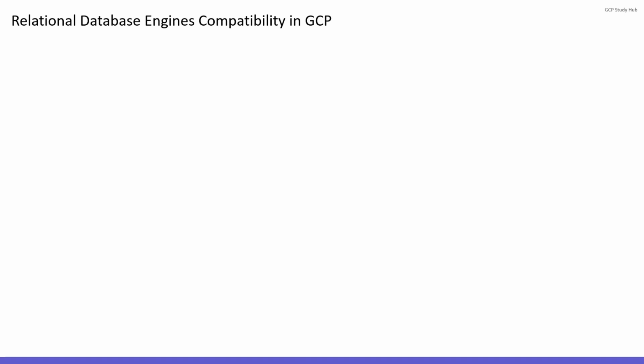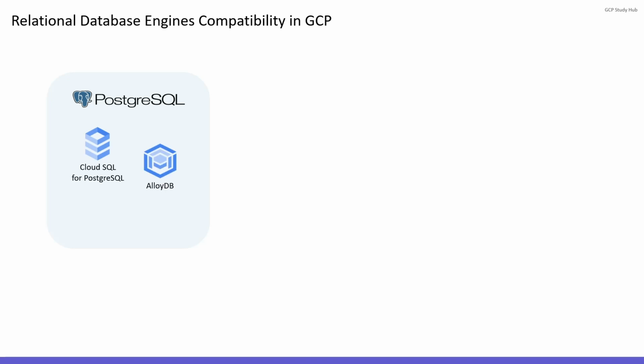Now, let's look at how GCP handles compatibility for most common database engines. Let's start with PostgreSQL. If your application relies on this engine, GCP offers three primary paths. Cloud SQL for PostgreSQL provides a fully managed version of the standard engine. AlloyDB is a PostgreSQL-compatible service designed for demanding enterprise workloads that require higher performance. Spanner also offers a PostgreSQL interface to give you the benefits of a horizontally scalable, globally distributed database while using familiar tools.